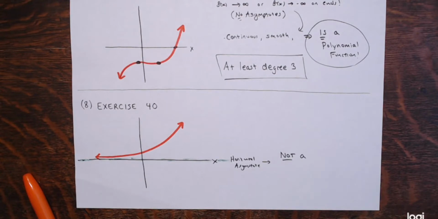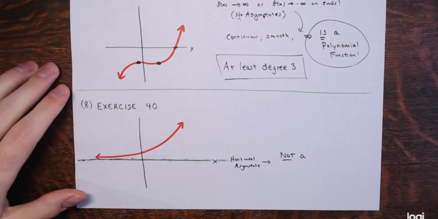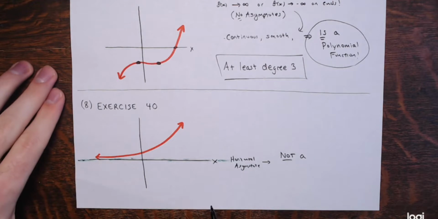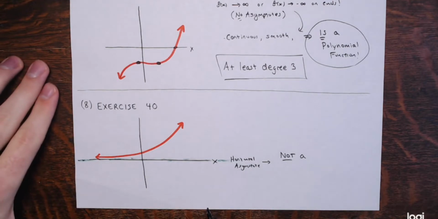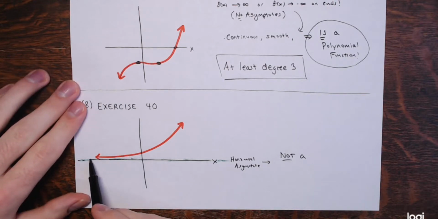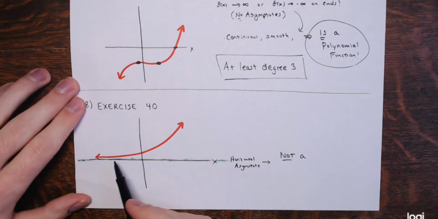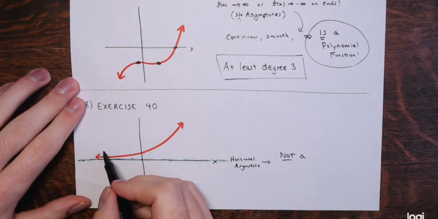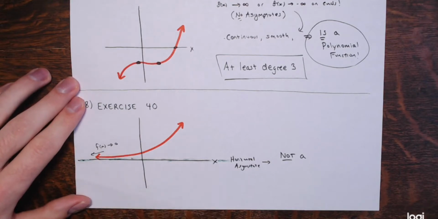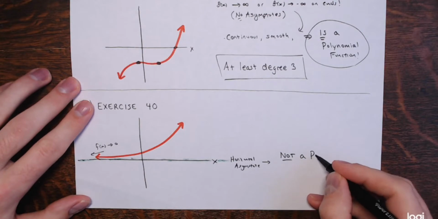Right? There are other functions out there that have continuous and smooth graphs, like exponential functions. Or if you get into trigonometry class, there's sine and cosine functions that have smooth, continuous curves, but they're not polynomials. So because this graph is approaching 0 instead of approaching infinity or negative infinity, over here I'll say f of x approaches 0, y equals 0. Because of that, I would say this is not a polynomial function.